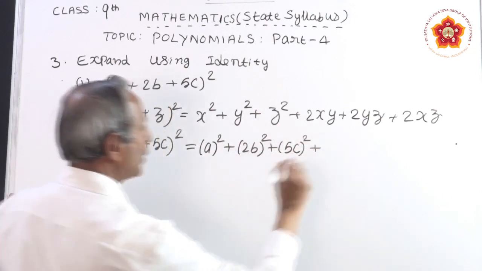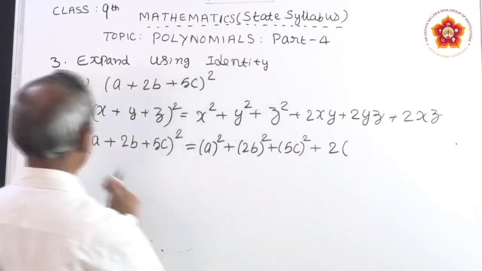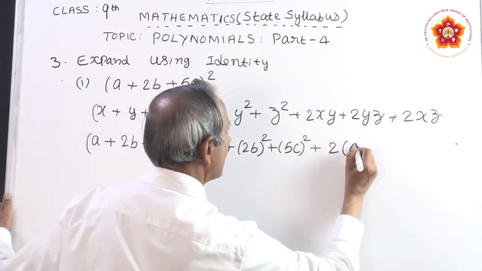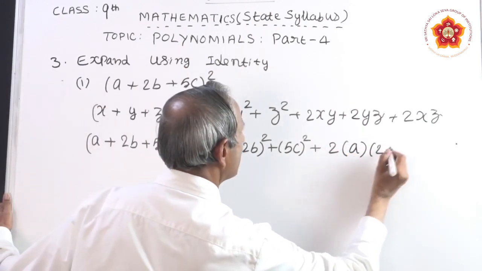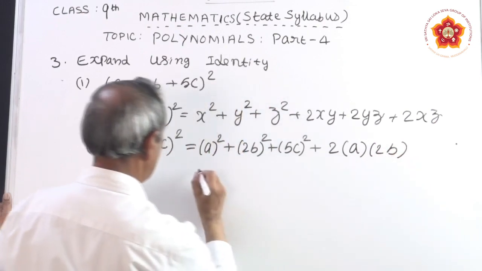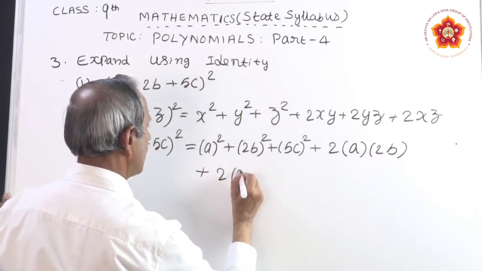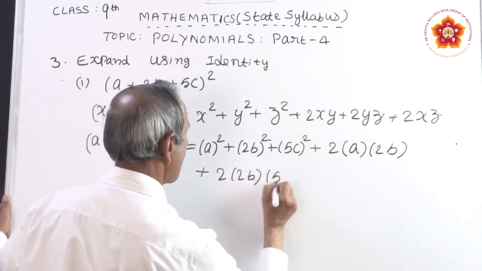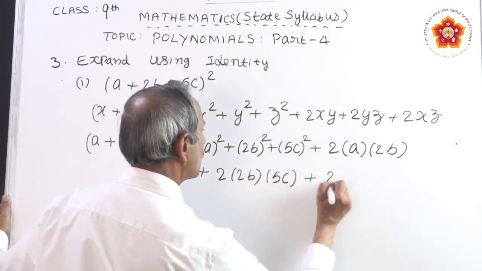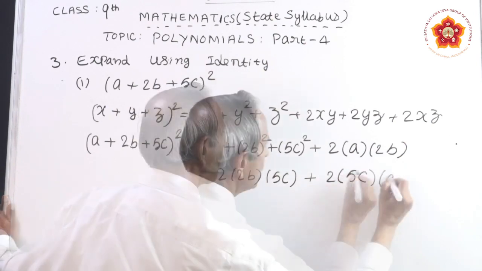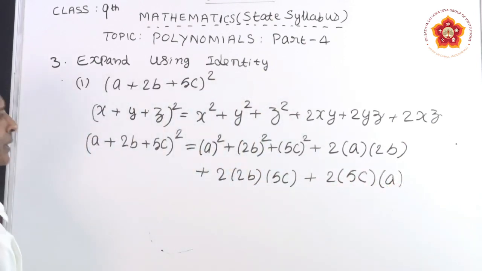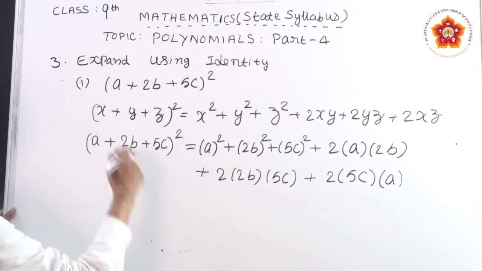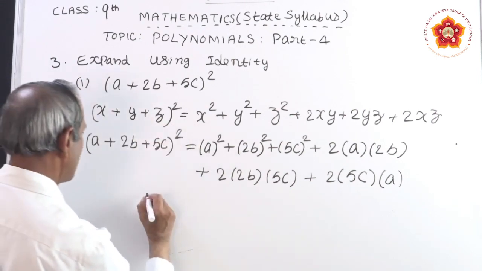plus 2 into, x place a is there, y place 2b is there, plus 2 into 2b, then 5c is there, plus 2 into 5c and a, all the variables here. Now expand and write the answer. That will become the answer now.